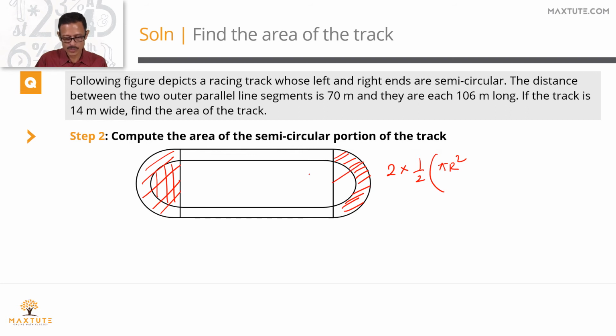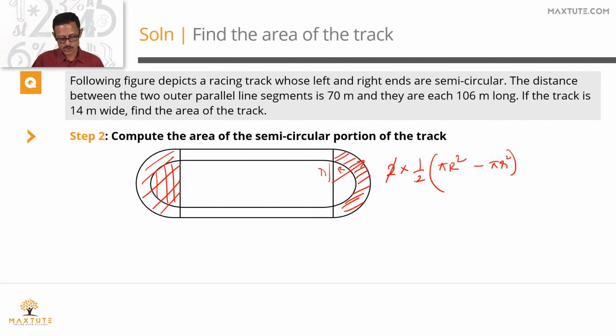If this is equal to r, the outer radius is capital R. The inner radius is small r. So subtract minus pi r square. So this will give us the area of the track. We're finding the area of the outer semicircle and subtracting the area of the inner semicircle. So whatever is left is going to be the area of each such semicircular track.